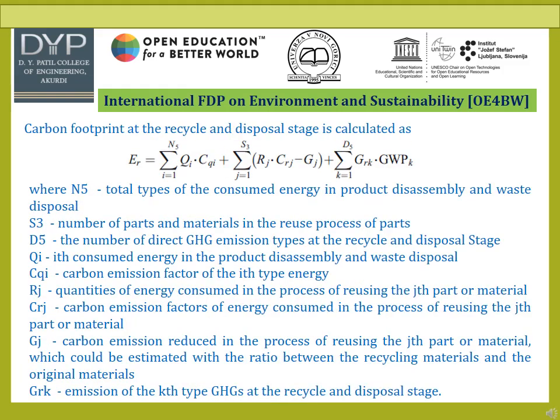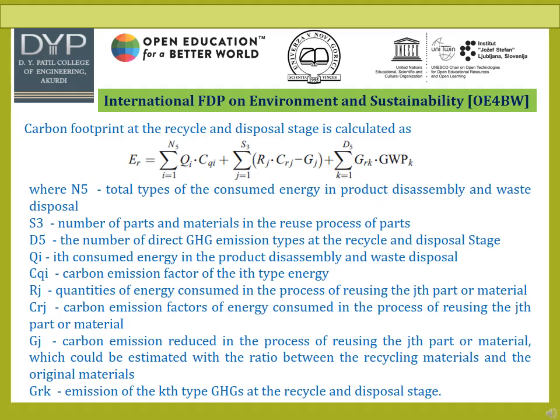And lastly, the carbon footprint of the product at the recycle and disposal stage can be calculated by the formula ER is equal to summation of Qi into CQi from the limit i equals 1 to N5, plus summation of Rj into CRj minus Gj from the limit j equals 1 to S3, plus summation of GRk into GWPk from the limit k equals 1 to D5, where N5 represents the total types of the consumed energy in the product disassembly and waste disposal.